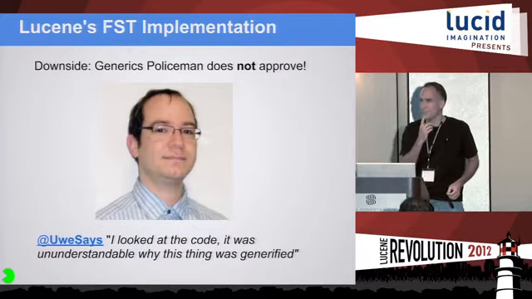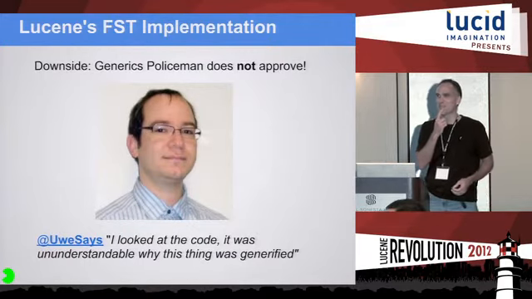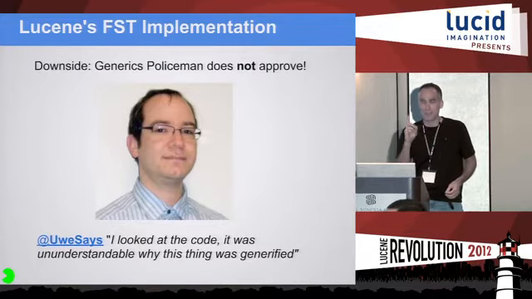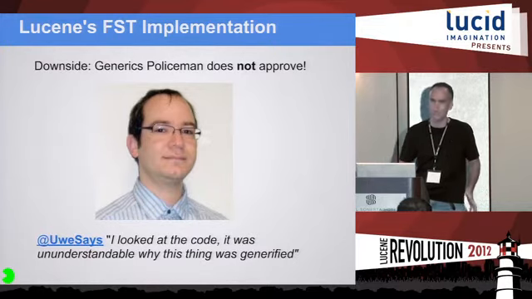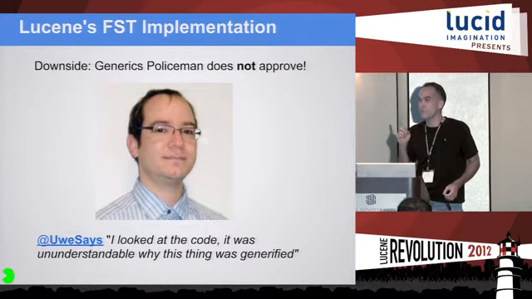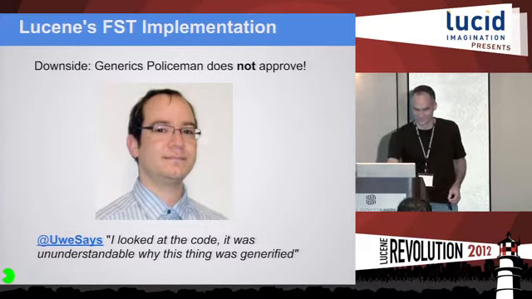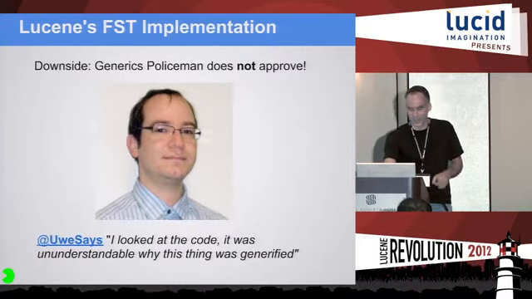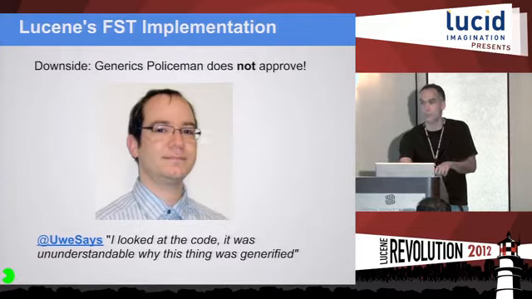There is one downside to the FSTs. The generics policeman does not approve of the APIs. In fact, when I produced the first patch for FSTs, I was all excited. Everything passed. I had a nice, wonderful random test. I was excited I was going to commit it. And Uwe comes in and says, the test case needs to be rewritten because it does not use generics properly. And I hope you're all following what Uwe says on Twitter. If you're not following it, then you're not using Twitter correctly.